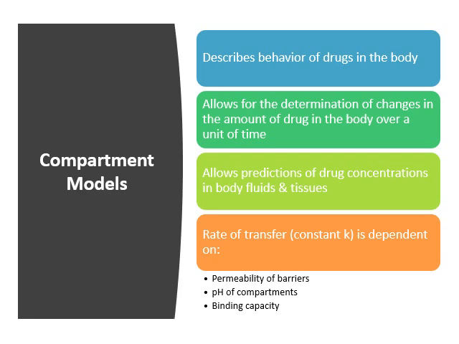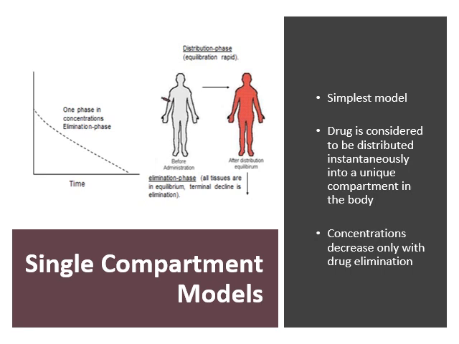The rate of transfer, that volume of distribution, has a constant, and that constant is represented, you're going to see this in your books and your readings, as a K. So that rate of transfer is the constant K, and it's dependent upon the permeability of barriers, the pH of the compartments, and then the binding capacity at the receptor site. So again, compartment models refer to the rate and extent of distribution of a drug to different tissues and the rate of elimination of a drug.